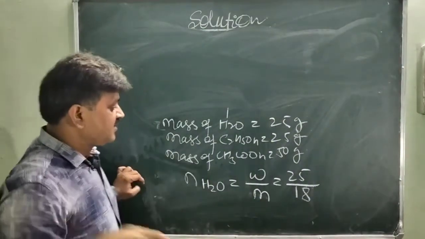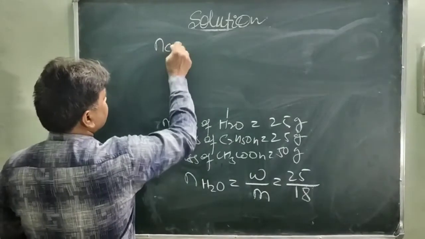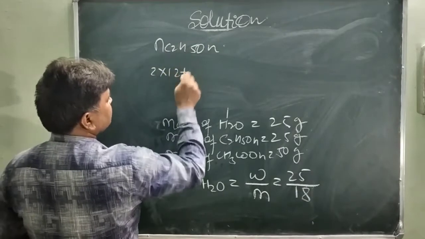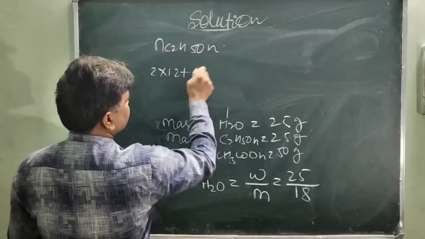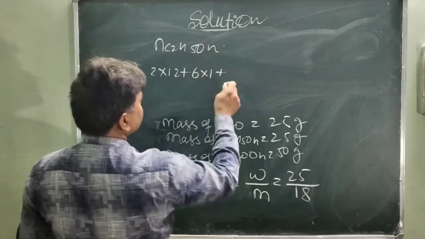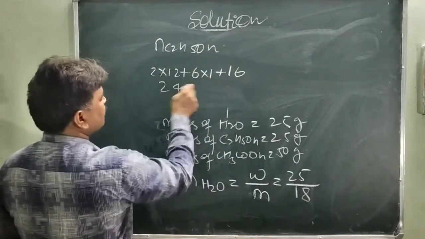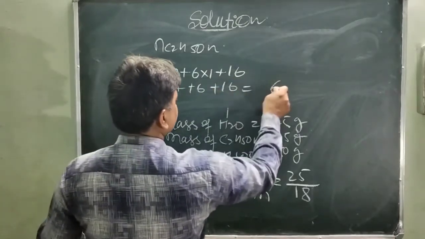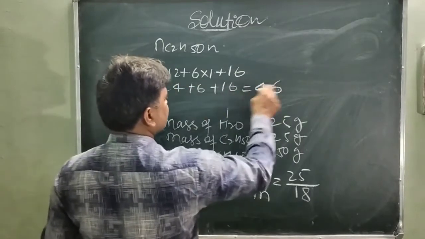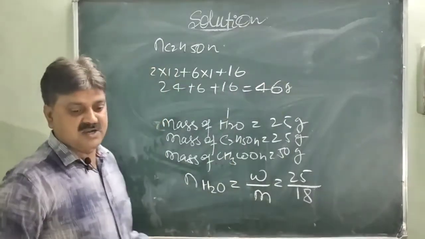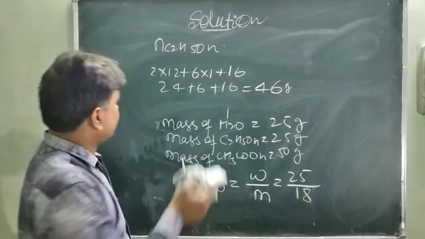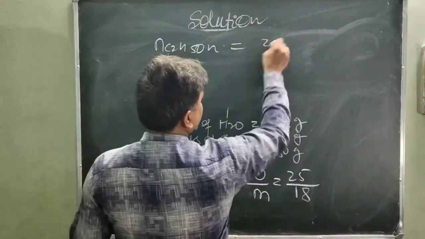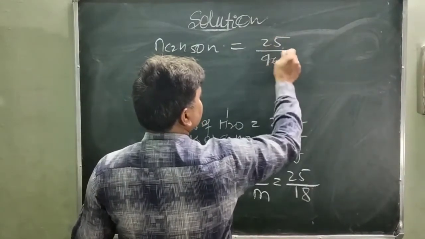What is the molar mass of ethanol? C2H5OH: C2 is 2 into 12 for carbon, plus hydrogen H5 and 1 hydrogen, this is 6 into 1, plus 1 oxygen, this is 16. So it becomes 24 plus 6 plus 16, this is 46 gram. The molar mass of ethanol is 46 gram per mole. So you can calculate here the number of moles is equal to given mass, this is 25, upon molar mass 46 gram per mole.